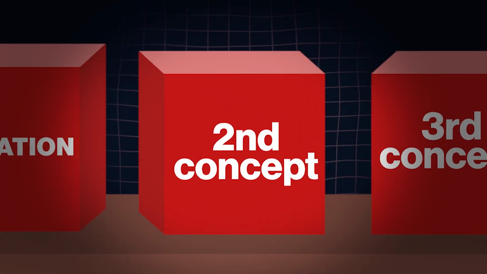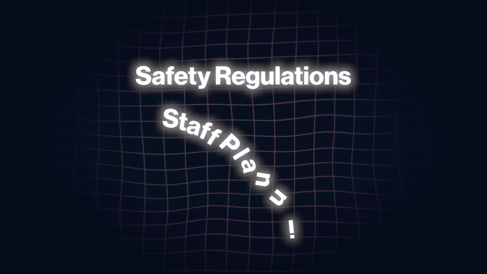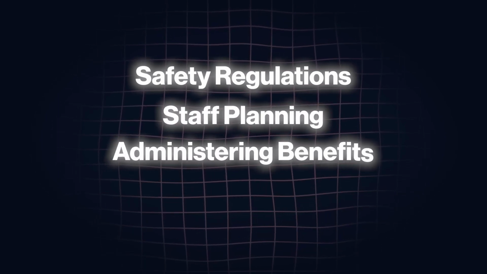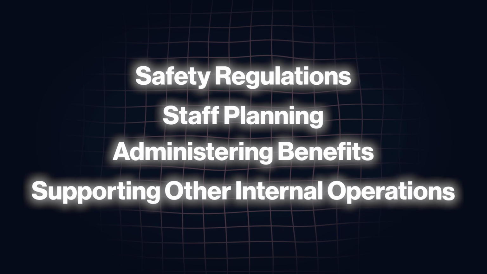The second core concept of member check-in system is record keeping. A member check-in system records a check-in event with the associated date, time, membership ID, location, and other critical information to keep a complete record of a member's activity. Your check-in system becomes your source of truth for membership activity. And depending on your organization's operations, this can support everything from safety regulations, assisting with staff planning, administering your organization's benefits, or supporting other internal operations. The critical component of the concept here is that your organization now has one trusted source to record and look up all of these check-in events.